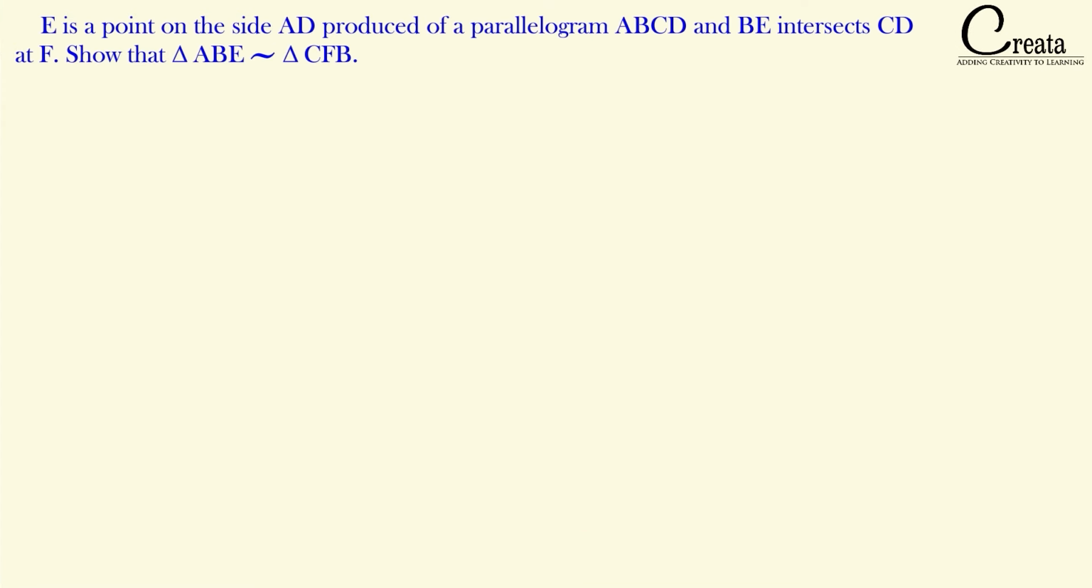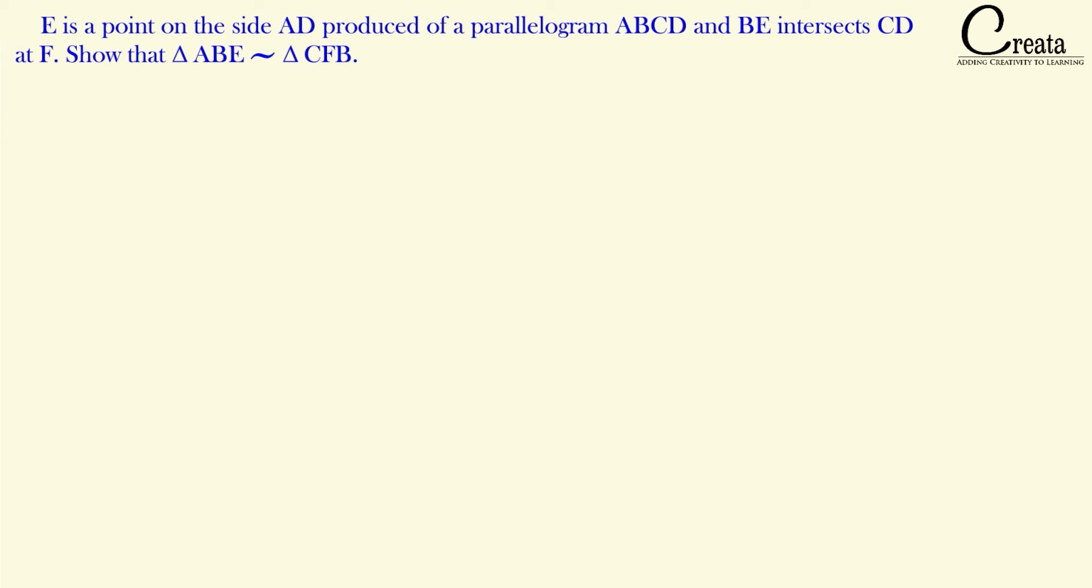E is a point on the side AD produced of a parallelogram ABCD and BE intersects CD at F. Show that triangle ABE is similar to triangle CFB. The wording of the question is very important, so pay your attention on the wording.